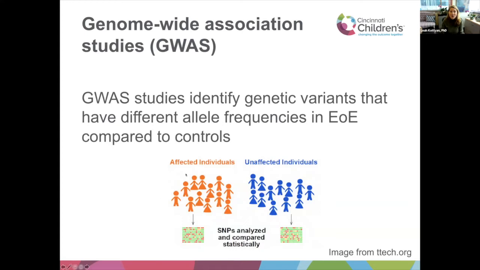In this picture, you see that we have people who are affected by a disease, and people who are not affected by a disease. We measure the genetic variants, in this case, on an array. Sometimes we measure it with next generation sequencing. And we use a statistical technique to say which genetic variants have a different allele frequency. Maybe 50% of people with EoE have it, but only 20% of people who don't have EoE have it. That would be a genetic risk variant where the risk allele is more common in people with EoE than people without EoE.